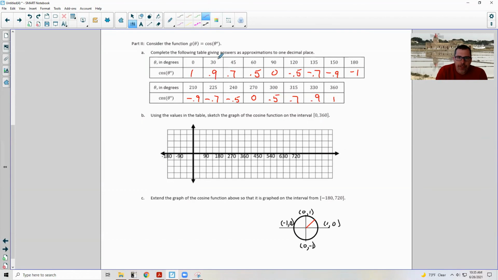Now they want us to graph it. So using the values in the table, sketch the graph of the cosine function on the interval from 0 to 360, which is from here to here. So starting at 0, we are up at 1. So if this is a half right here, 1 is right here. I'll graph the easier ones first. 90 is 0 right here. 180 is -1, which is right here. 270 is back to 0. And at 360, we're back up to 1. So as you can see, this is going to look like the sine function just shifted 180 degrees to the right or left.